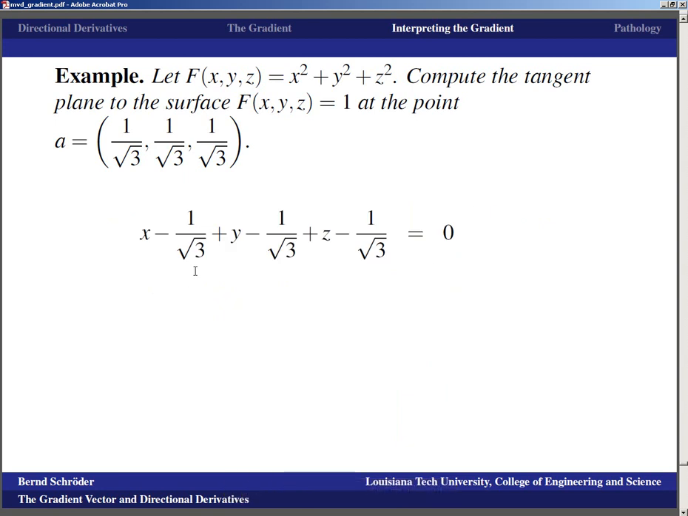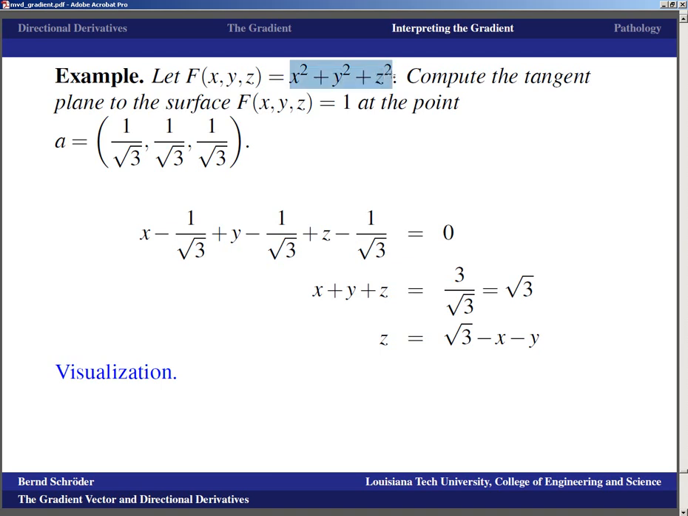And that, of course, is x minus 1 over root 3 plus y minus 1 over root 3 plus z minus 1 over root 3, because we had a dot product with (1, 1, 1). And that gives us x plus y plus z equals 3 over root 3, which is root 3. And that's z equals root 3 minus x minus y. And now I want to visualize. So let's talk our way into that again.